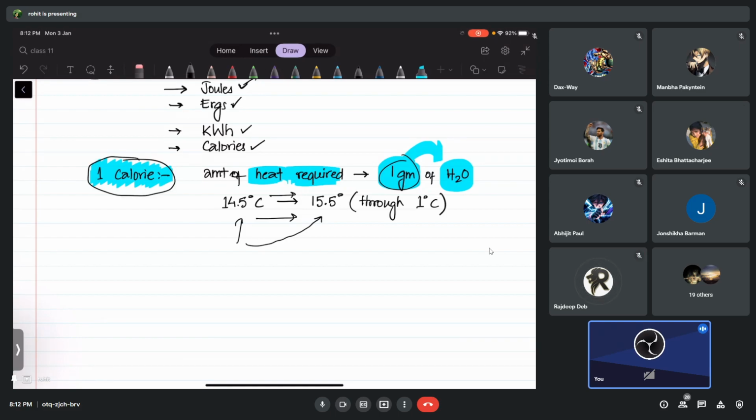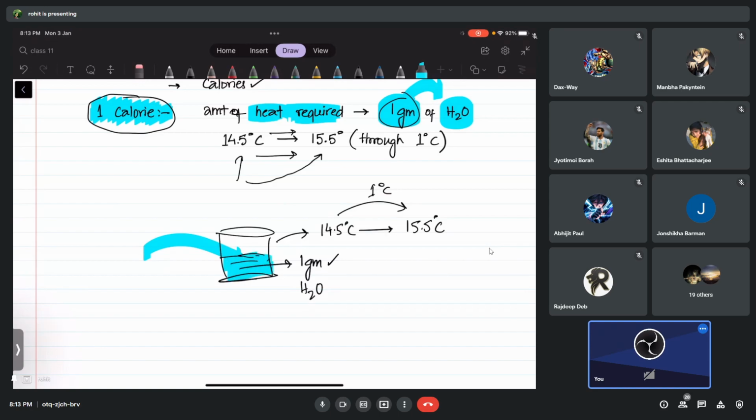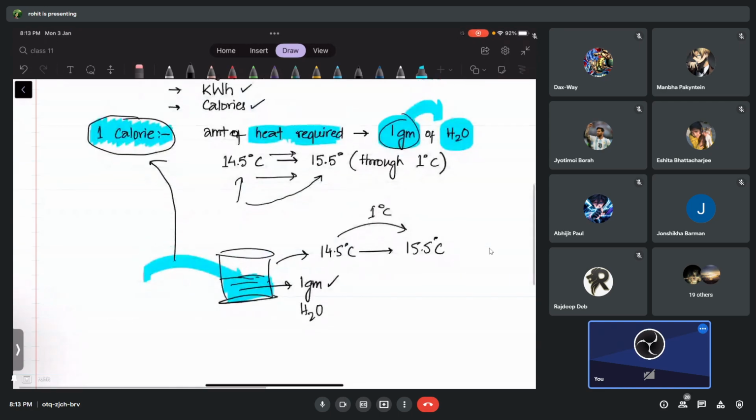I'm repeating again. Look here. We have a container. Here I keep only one gram of water. Can the temperature change from 14.5 degrees Celsius to 15.5 degrees Celsius? Yes, that can happen. So the temperature has changed by only one degree Celsius. There's a rise in temperature for one gram of water, only water I'm talking about. The amount of energy that's going to do this, we call it one calorie.